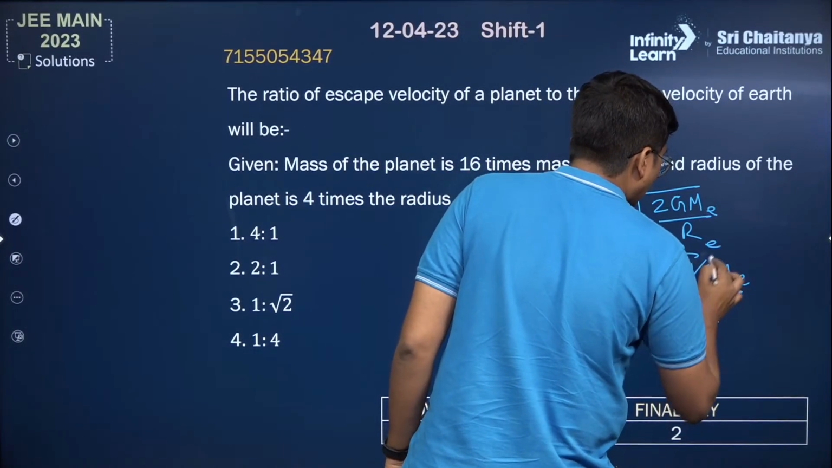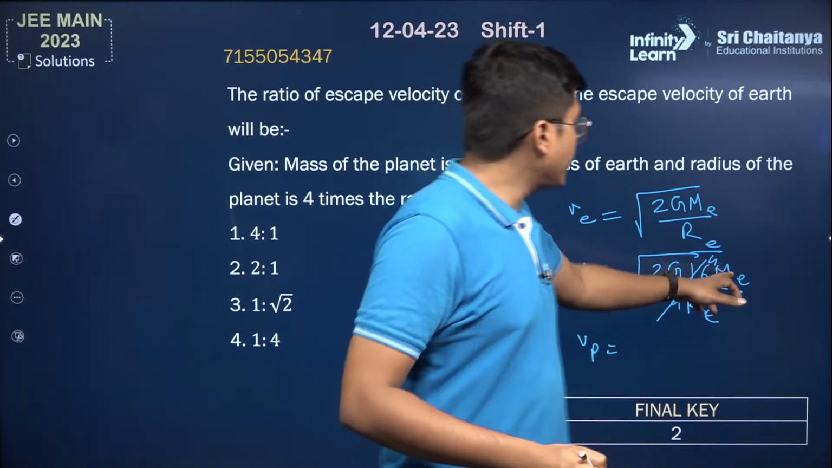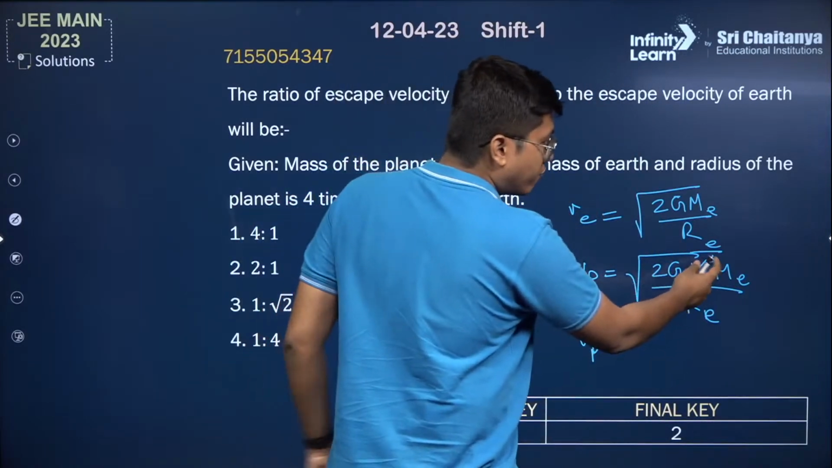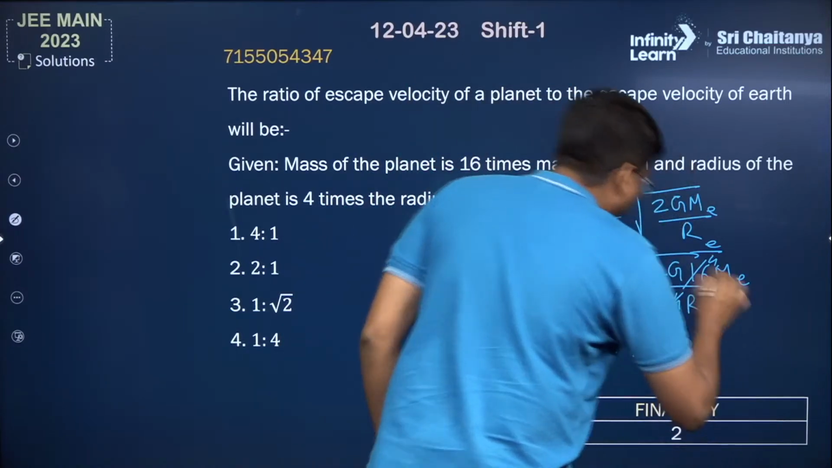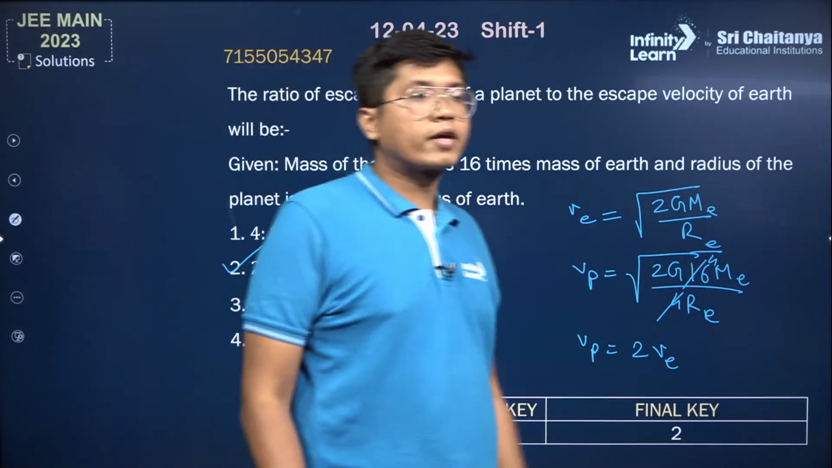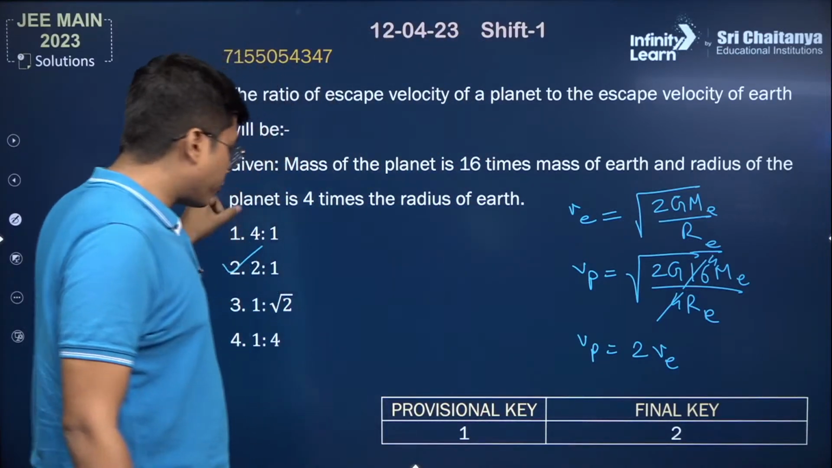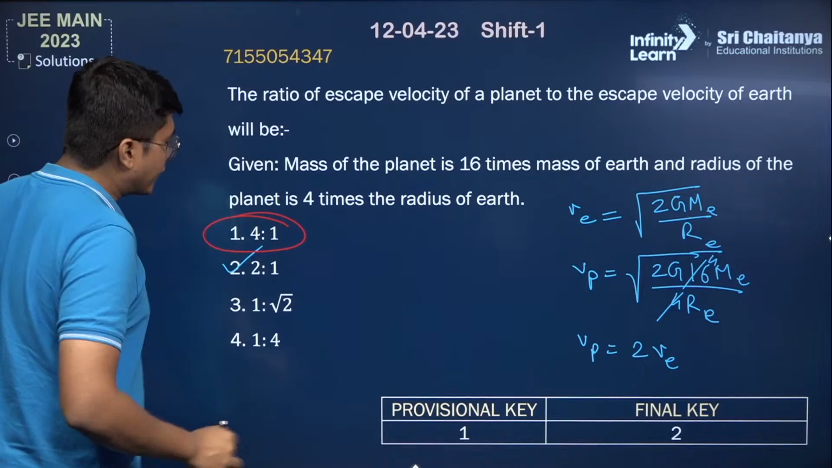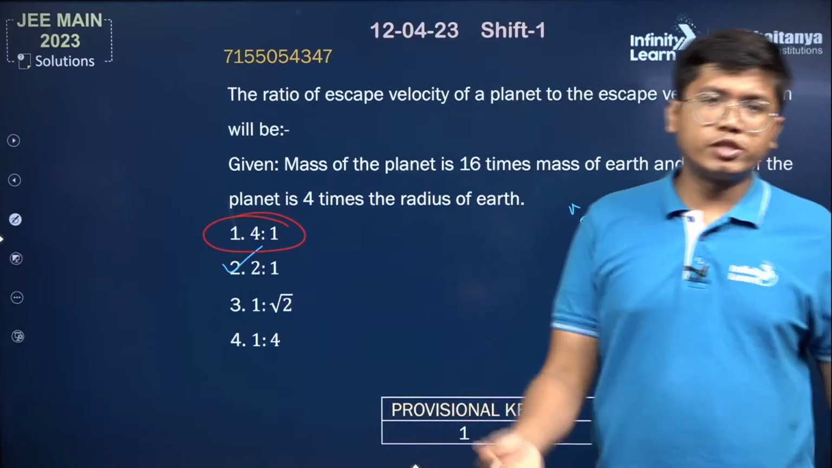Cancel this out, you have a 4 in here, so Vp becomes equal to root over 2G Me by Re, which is just the escape velocity of the Earth. You have this extra factor of 4 under the root, which will come out as 2, so you have 2Ve. So that means your correct option is 2:1. Okay. So over here you have 2:1. The provisional key had given this as the correct answer, which is incorrect. It's 2:1. I'm not even sure why NTA gave that. It's coming as 2:1 only.